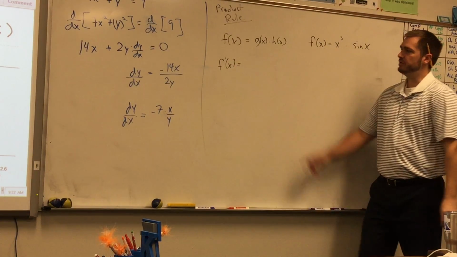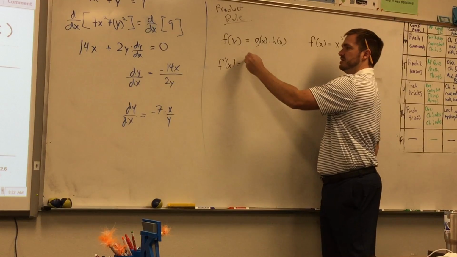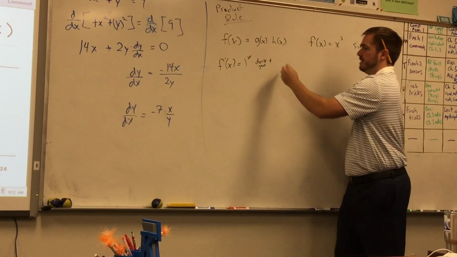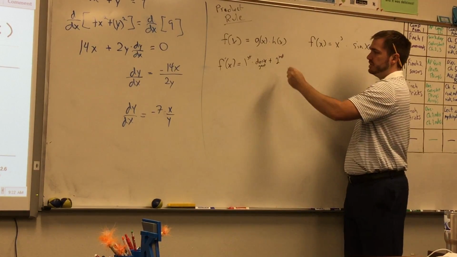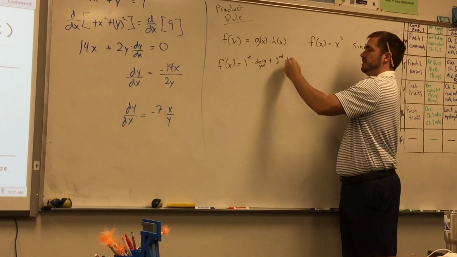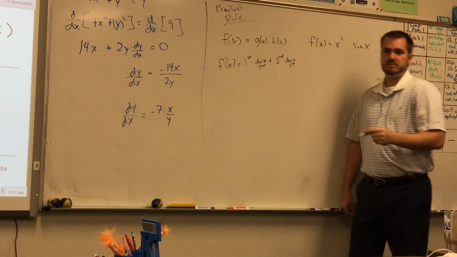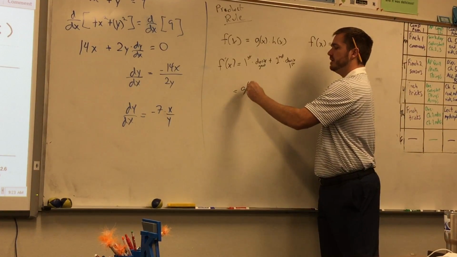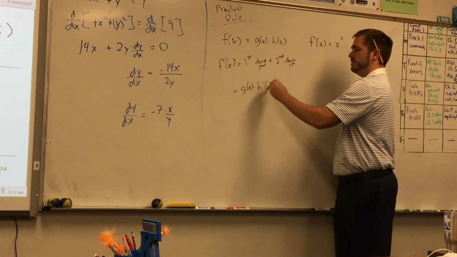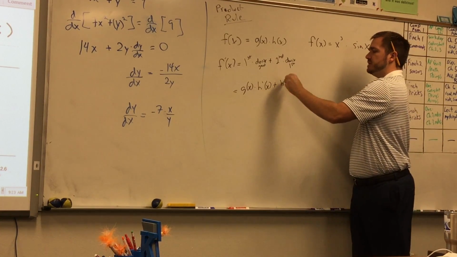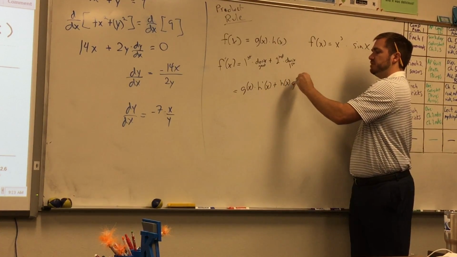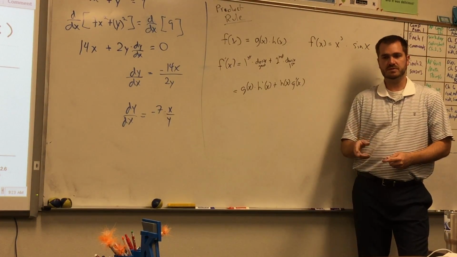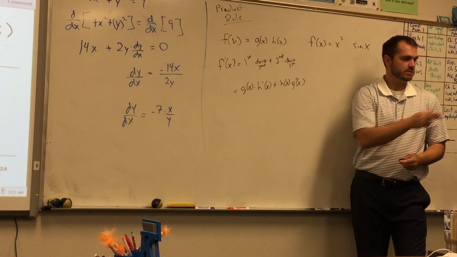The product rule says the derivative is the first times the derivative of the second plus the second function times the derivative of the first. In symbols, that would be g times h prime plus h times g prime. But I feel like it's always easier to remember the first times derivative of the second, but the second times derivative of the first.